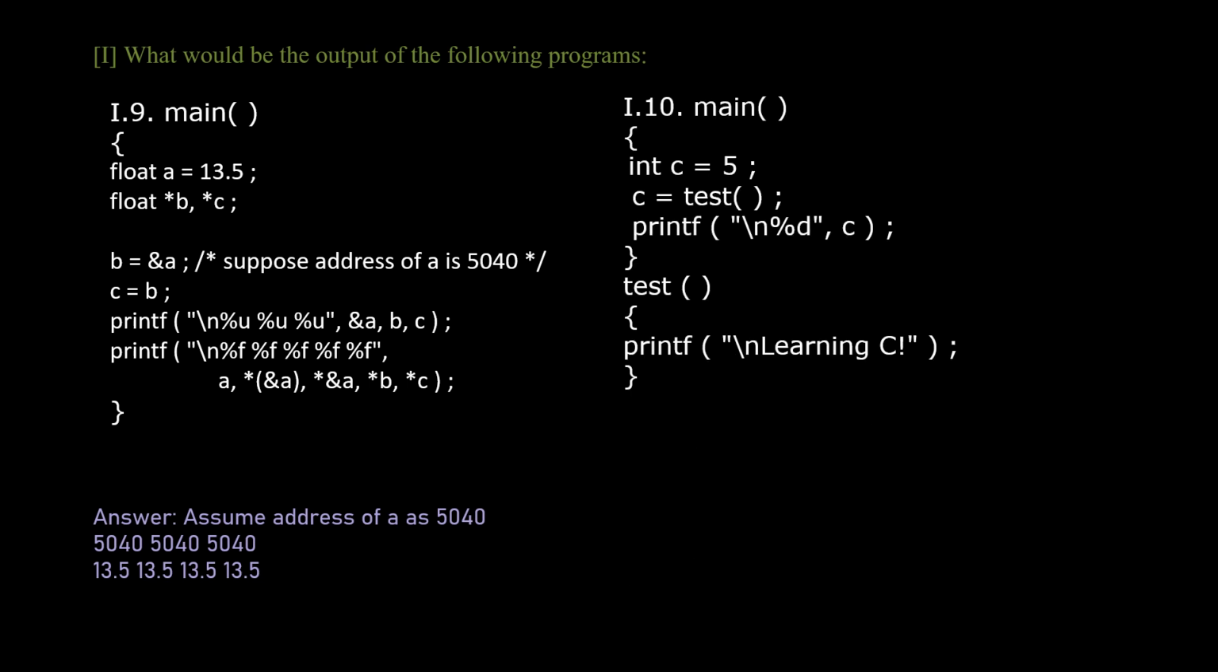And the 10th question: C equal to test, and inside the test function we are just having a printf, whereas here we are having a return value. Variable C is having the return value of function test. Though we are not returning anything here, we are receiving a value in C. So the output will be 12, because whatever is printf's return value is returned to variable C. So it is having 12 characters here.